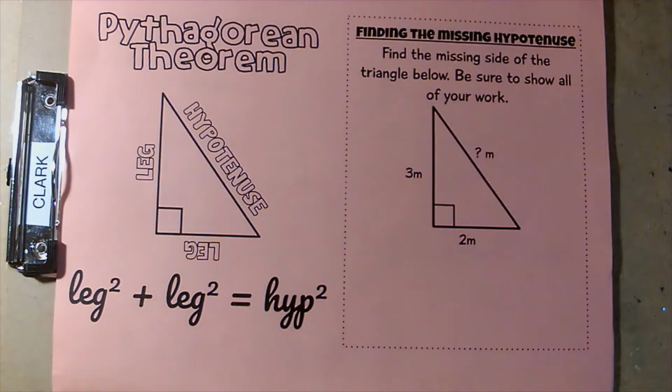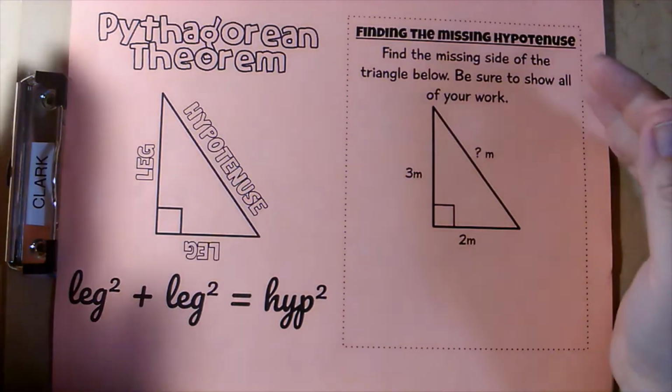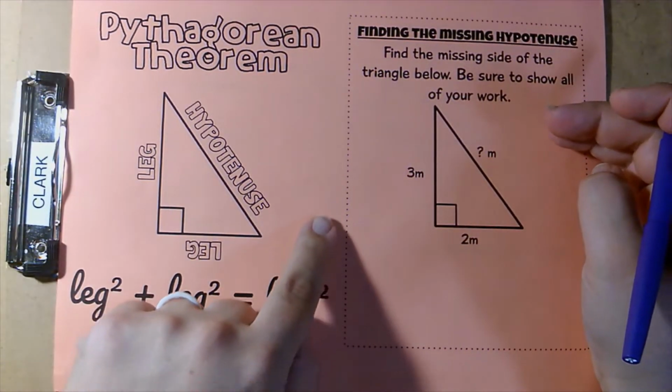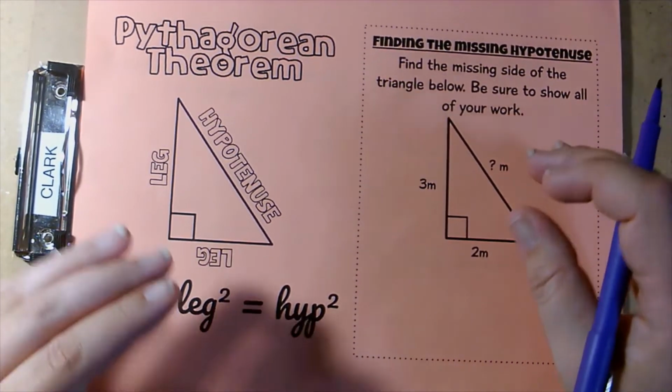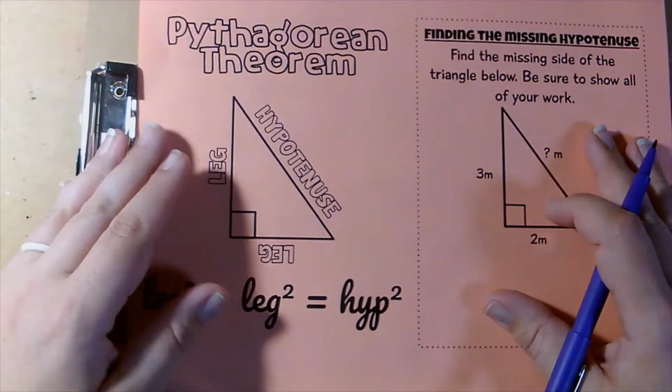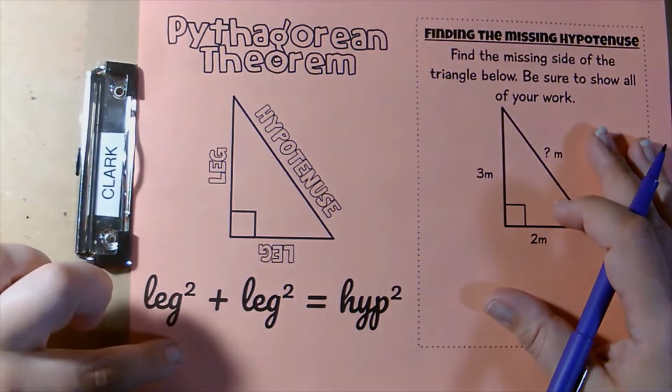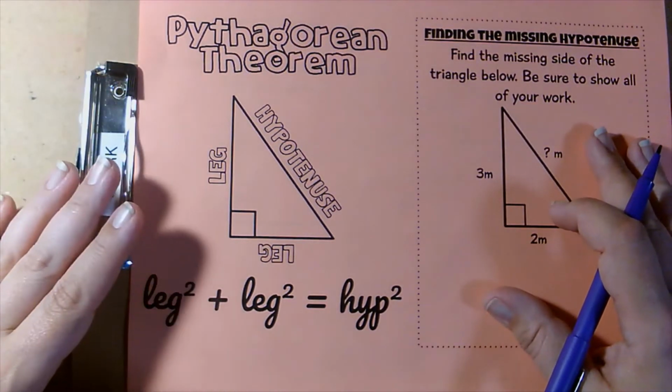So you'll have this notebook page. We're going to actually cut it right up the middle here and separate it into 2 pages. And then these are going to each go into our notebook on separate pages. First, this one on the left is just a review of what the Pythagorean theorem is.